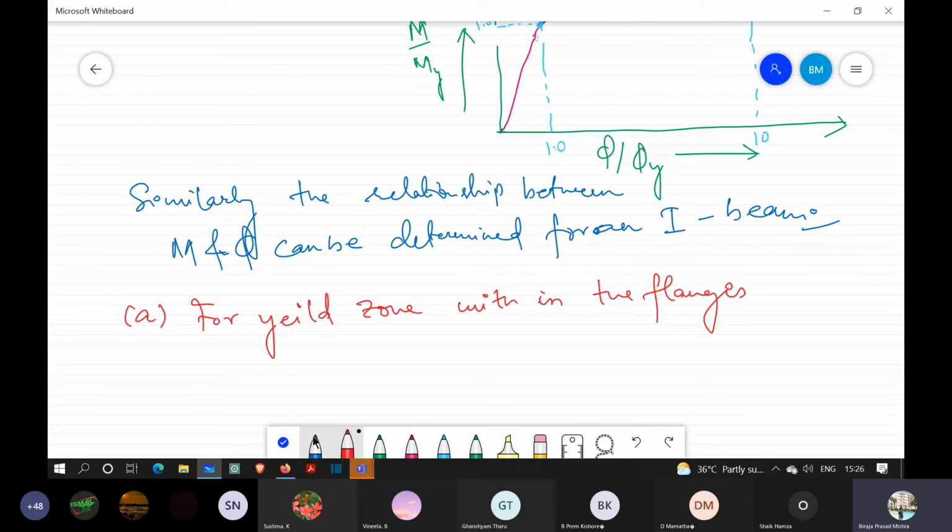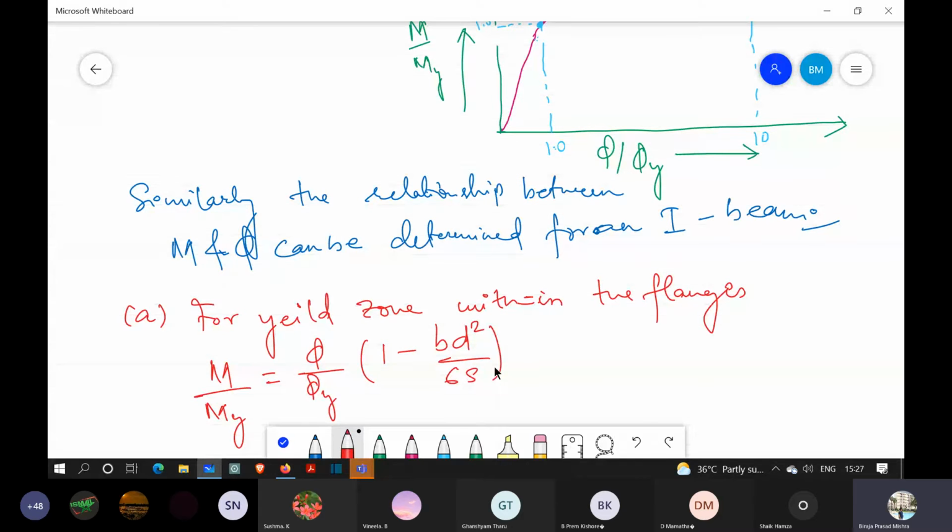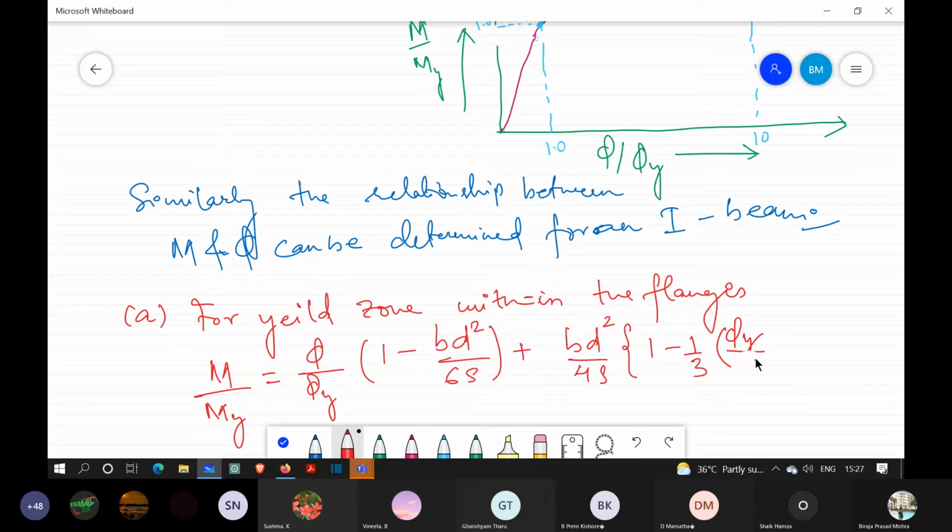Okay, so if we talk about yield zone within the flanges, this is one word, within the flanges, it is M by My equals to phi by phi y into 1 minus bd square by 6s plus bd square by 4s into 1 minus 1 by 3 into phi y divided by phi whole square.